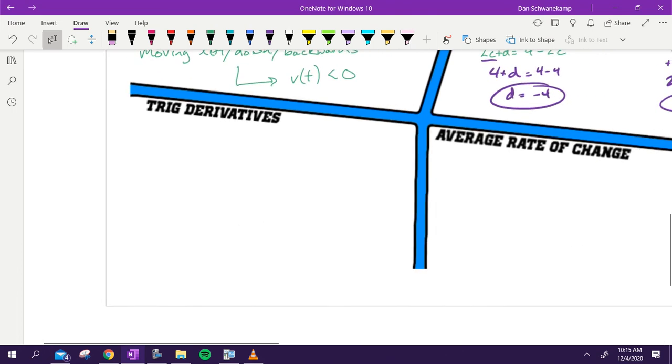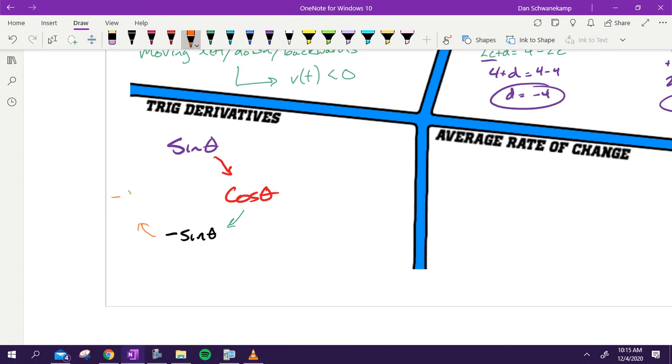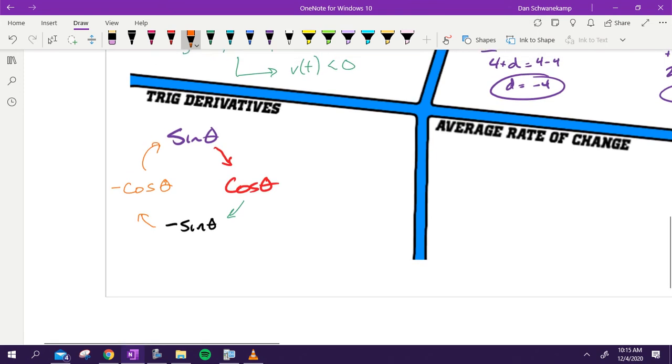Okay, trig derivatives. If we start off with sine, what is the derivative of sine going to get me? Cosine. If I take the derivative of cosine, what's the derivative of cosine going to get me? Negative sine. And if I took the derivative of negative sine, then I'm going to get negative cosine. Snapchat, negative Snapchat, it's your best friend. Don't forget about that guy.